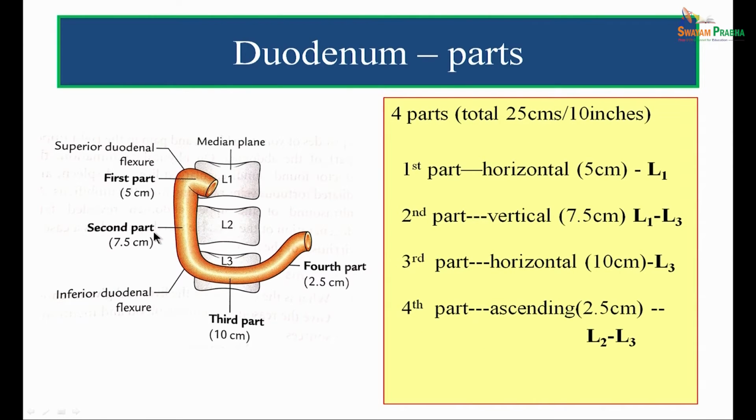Coming to the parts of duodenum, measuring 25 centimeters in length, the duodenum is made up of 4 parts, totally measuring 25 centimeters or 10 inches. The first part is horizontal, measuring 5 centimeters, lies at the level of first lumbar vertebra. It turns down, makes a bend which is known as a superior duodenal flexure and runs down up to the level of L3 vertebra. So, this vertical part is known as the second part and this measures around 7.5 centimeters in length.